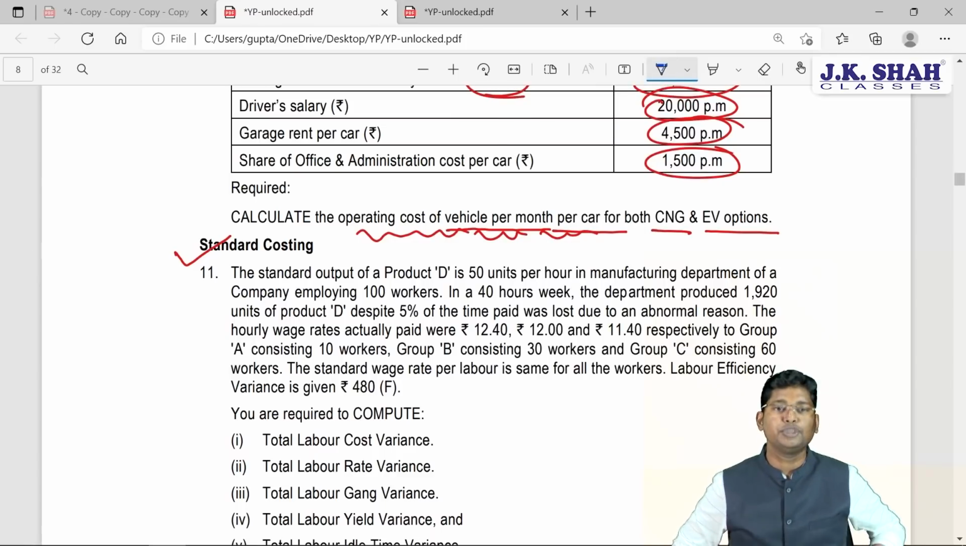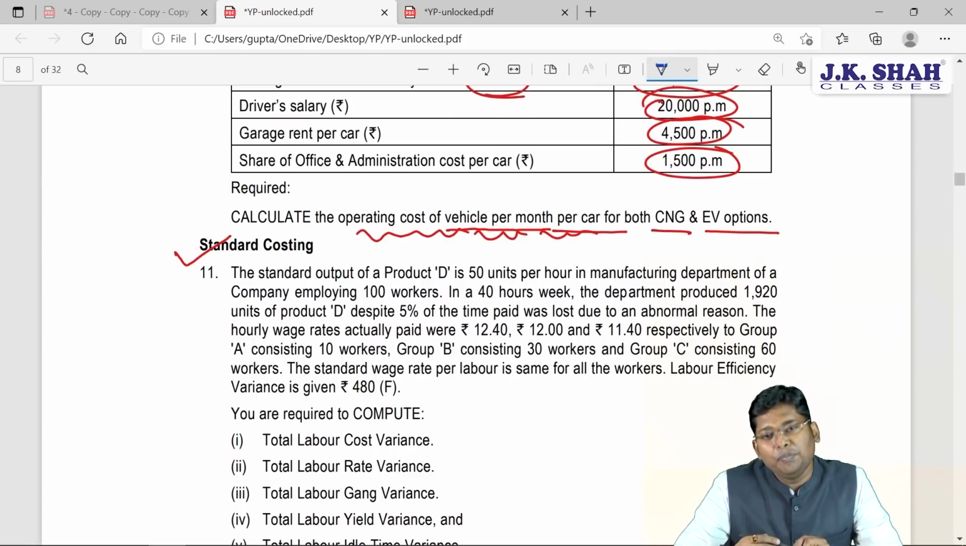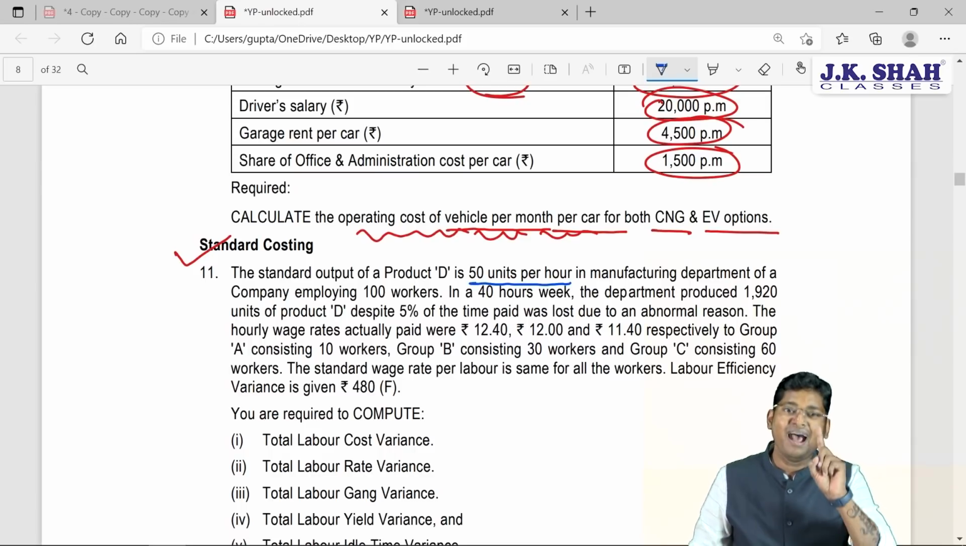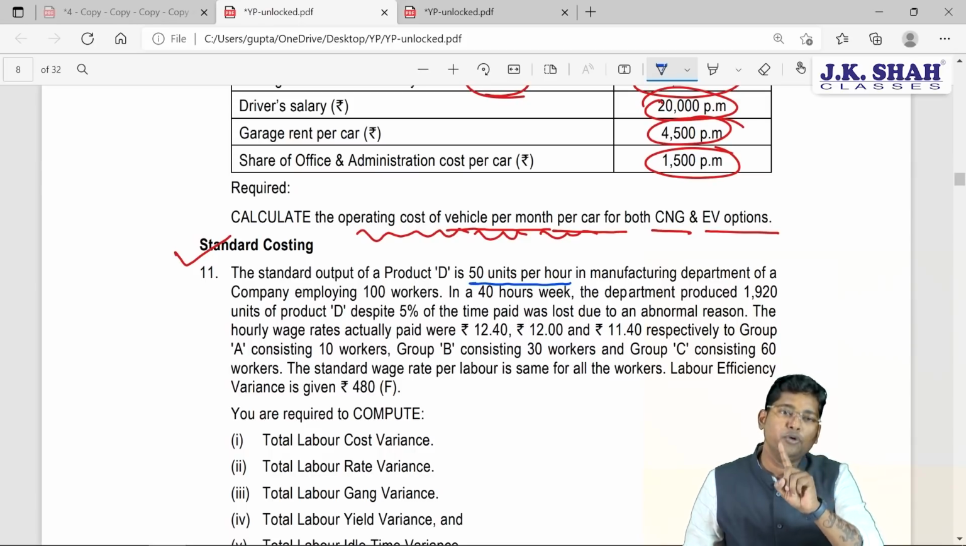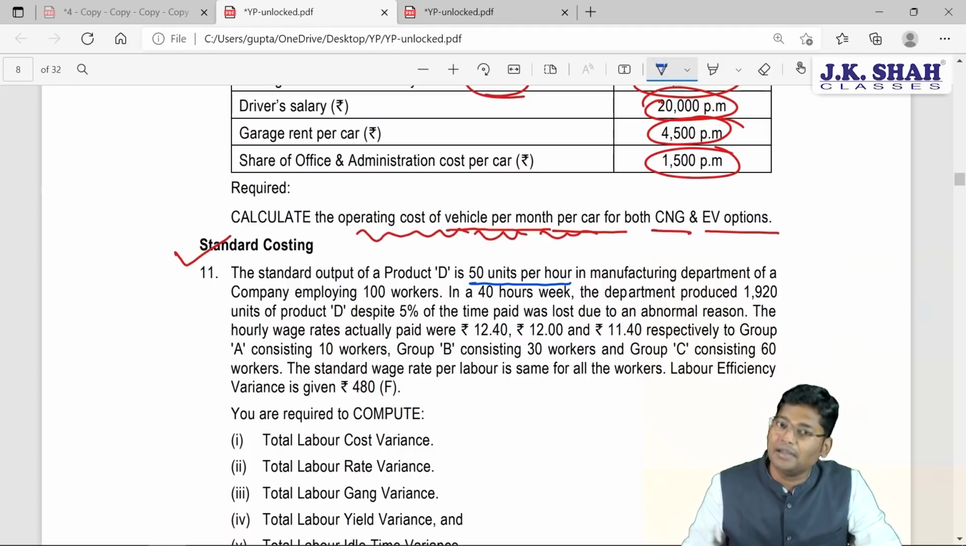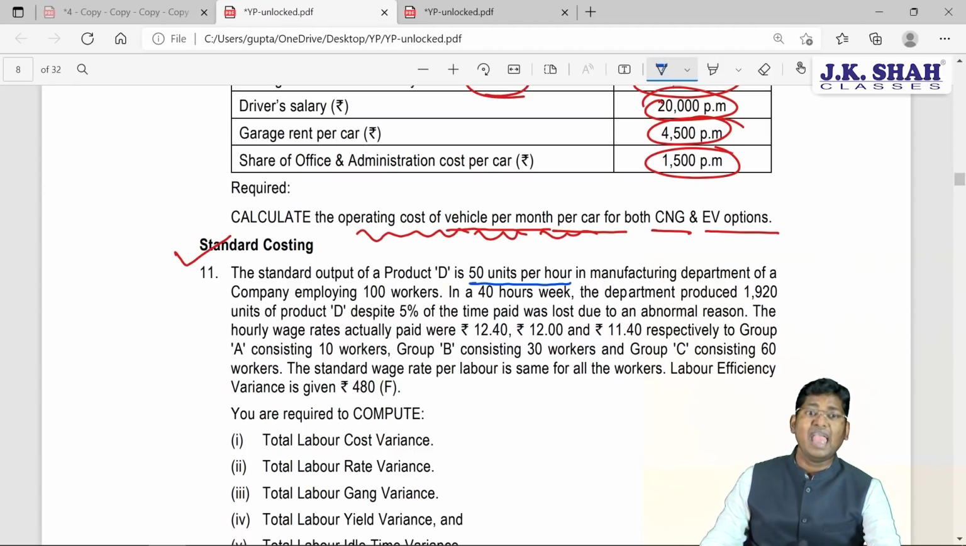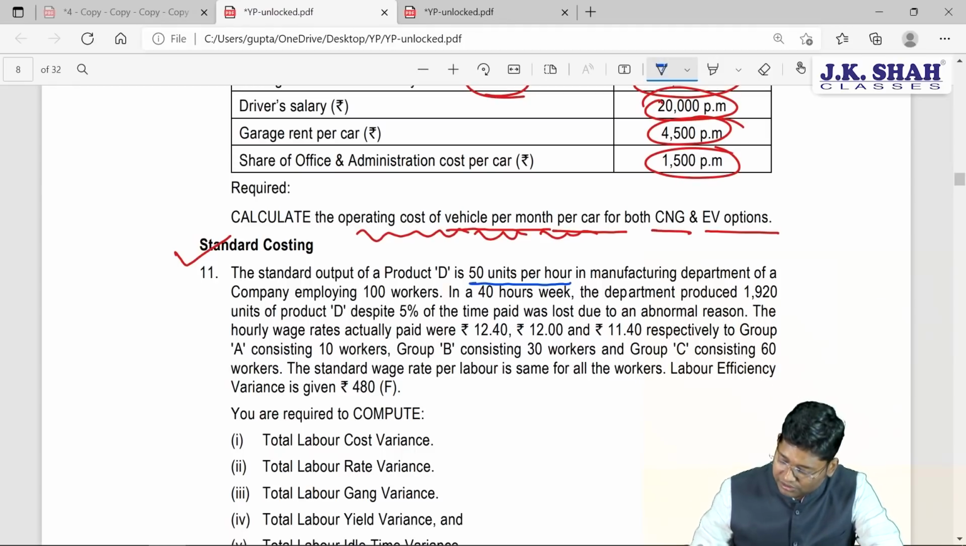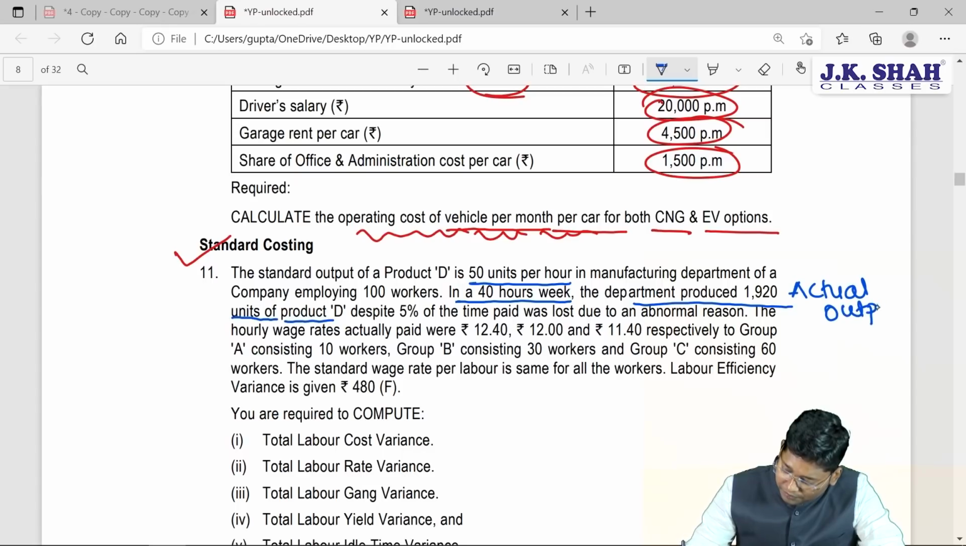Please pay attention. The standard output of a product D, the company is producing D product, is 50 units per hour, meaning in an hour you can produce 50 units. This is what standard says. In a manufacturing department of a company employing 100 workers, in a 40 hours week, the department produces 1920 units of product D. This is the actual production and actual hours given. So this is the actual output.